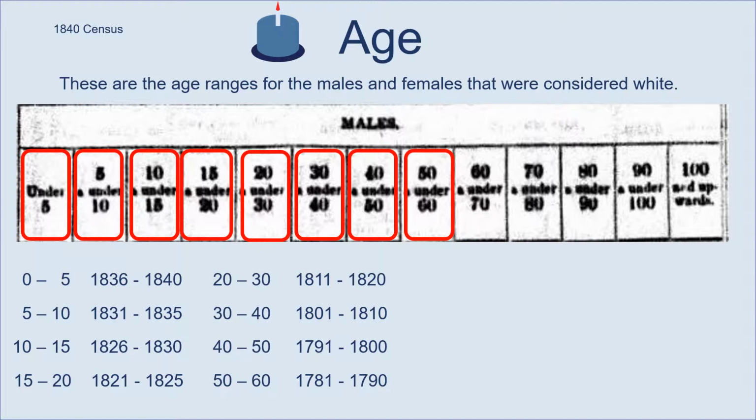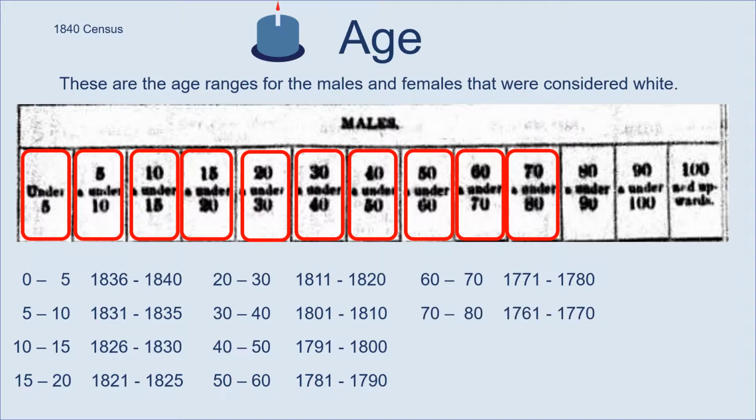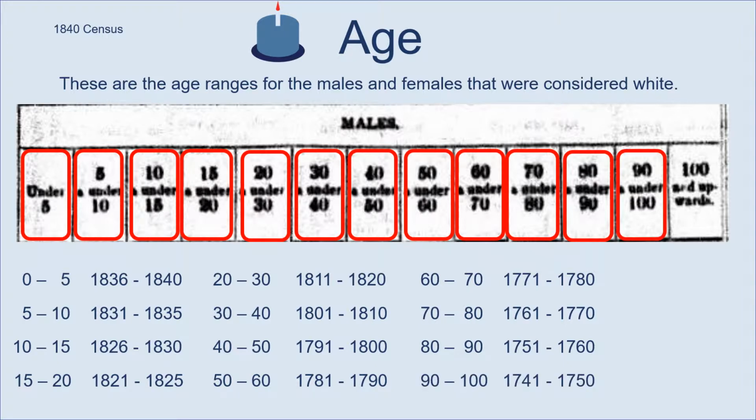50 to 60, born 1781 to 1790. 60 to 70, born 1771 to 1780. 70 to 80, 1761 to 1770. 80 to 90, born 1751 to 1760. 90 to 100, born 1741 to 1750. 100 plus, born 1740 and earlier.